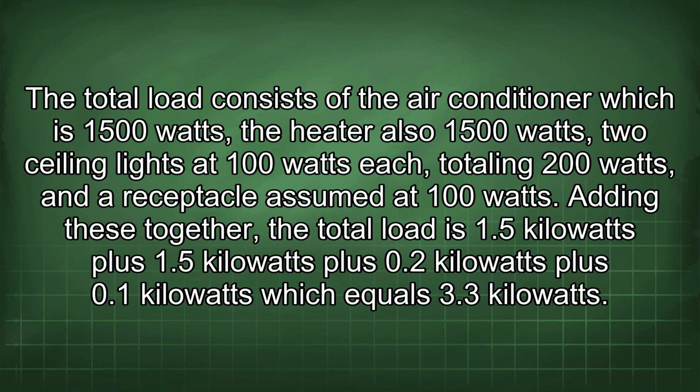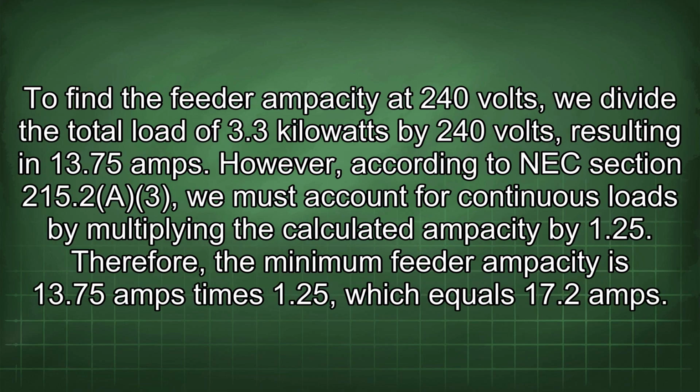Adding these together, the total load is 1.5 kilowatts plus 1.5 kilowatts plus 0.2 kilowatts plus 0.1 kilowatts, which equals 3.3 kilowatts. To find the feeder ampacity at 240 volts, we divide the total load of 3.3 kilowatts by 240 volts, resulting in 13.75 amps. However, according to NEC section 215.2(A)(3), we must account for continuous loads by multiplying the calculated ampacity by 1.25. Therefore, the minimum feeder ampacity is 13.75 amps times 1.25, which equals 17.2 amps.